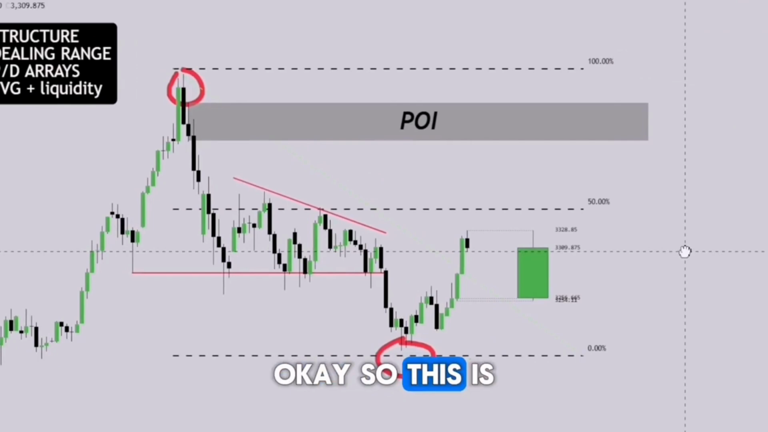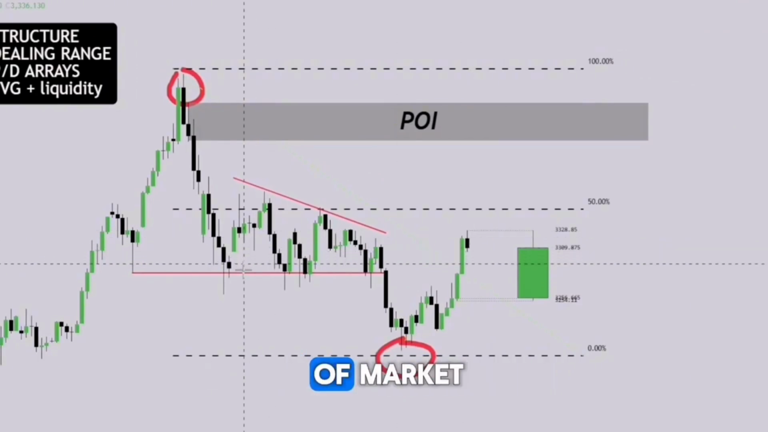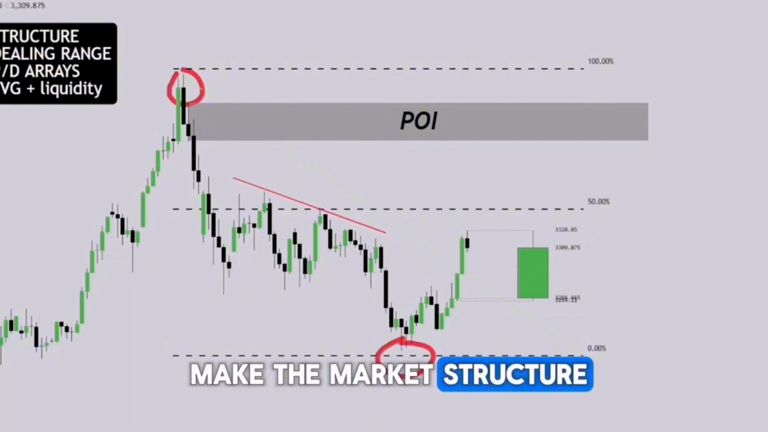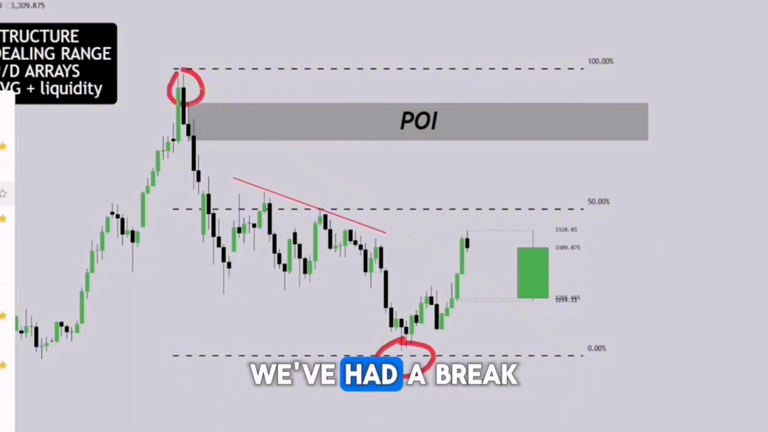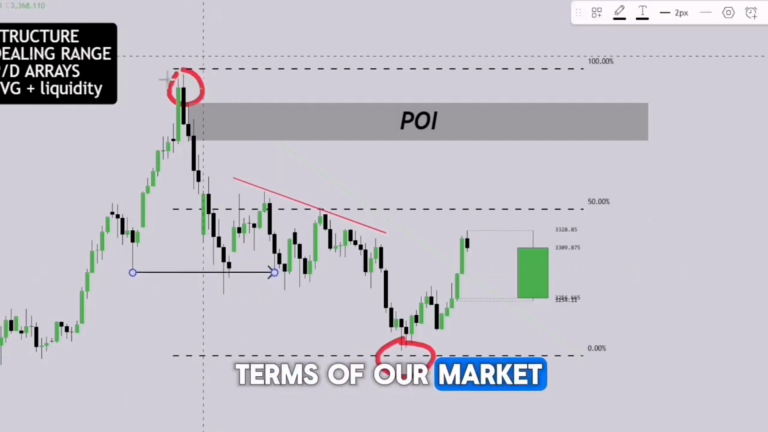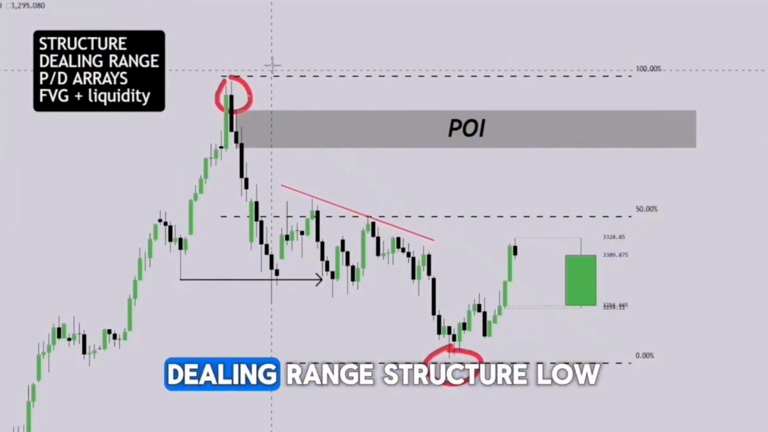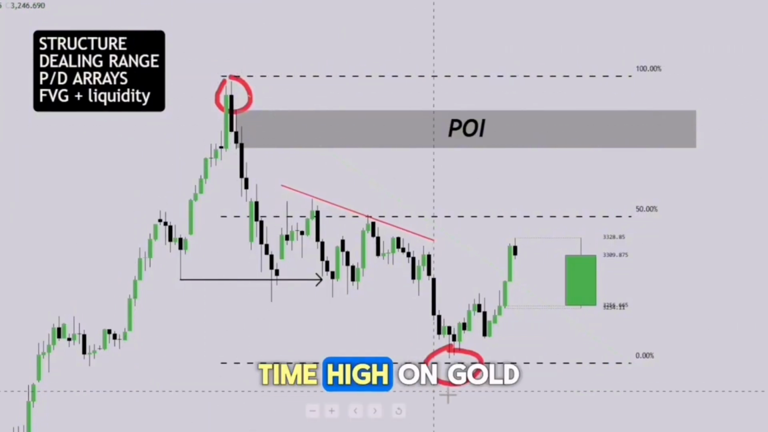Okay, so this is what we call the 4-pillar approach. And so what's happened over here is that we've had a break of market structure. So if I just make the market structure a little bit more clear, we've had a break of market structure just over here. So we're bearish in terms of our market structure, right? Then we've done our dealing range structural high, dealing range structural low. This is the all-time high on gold.